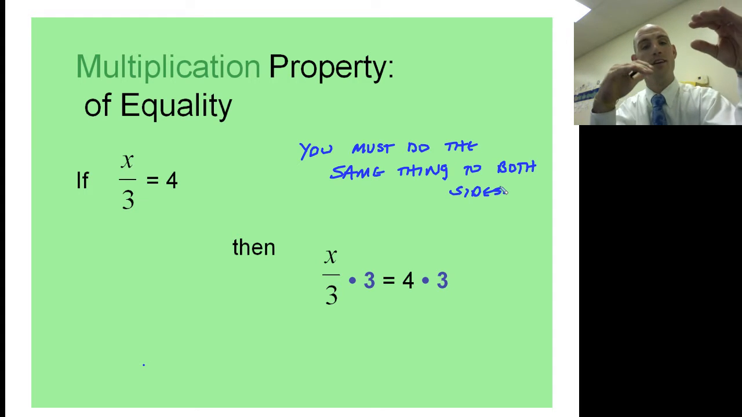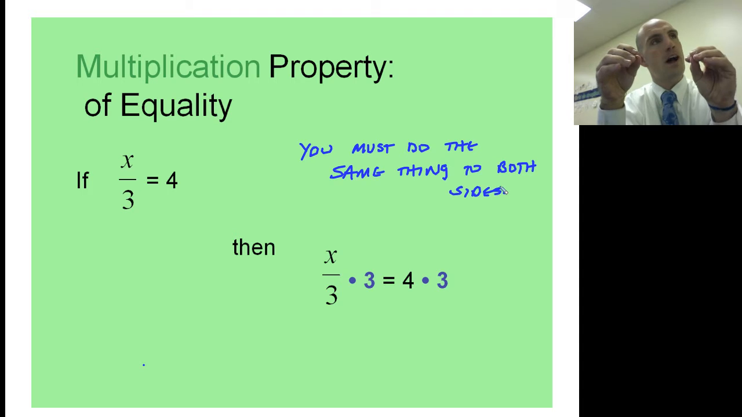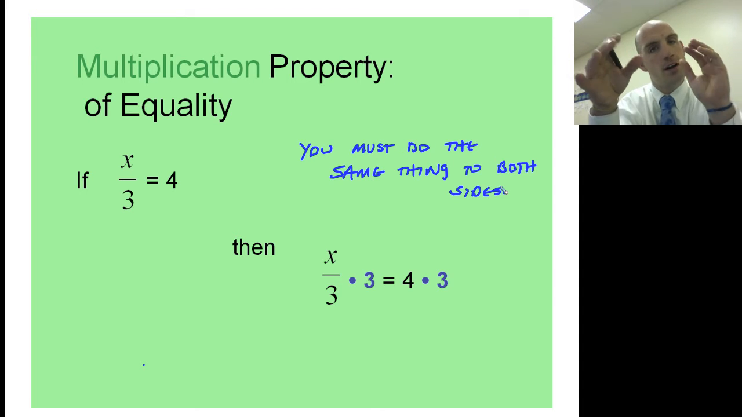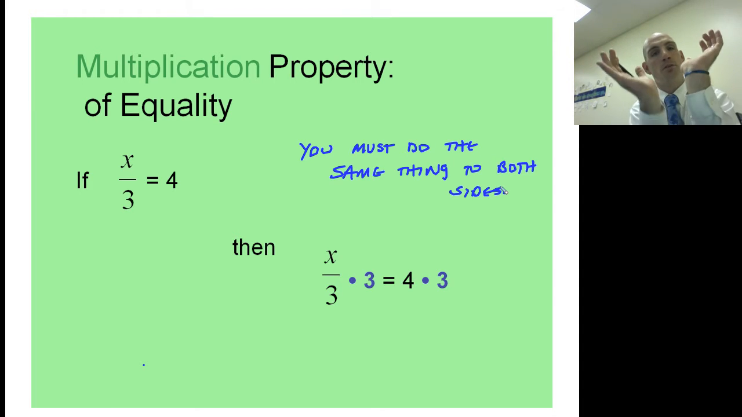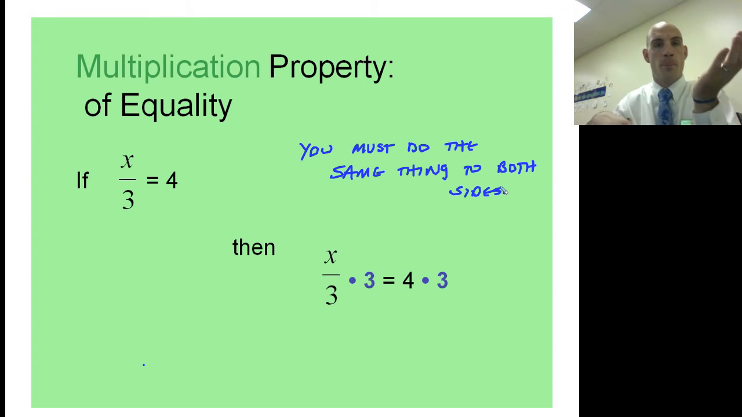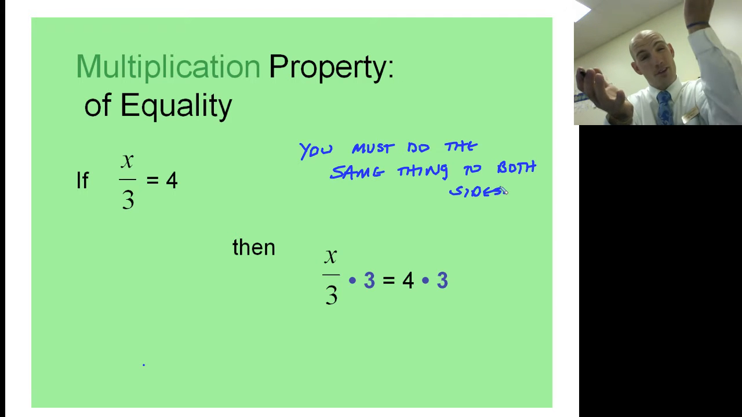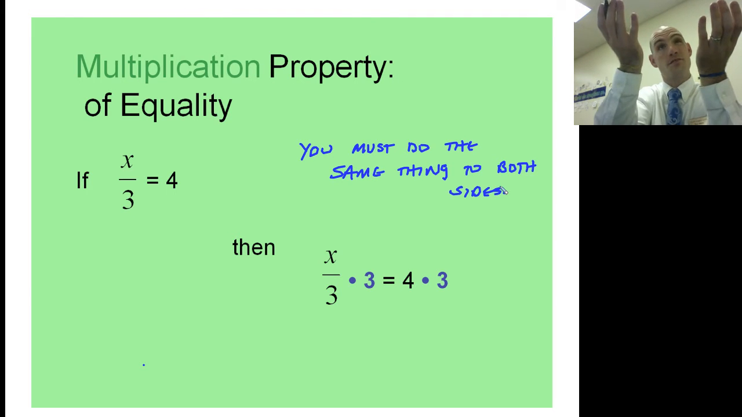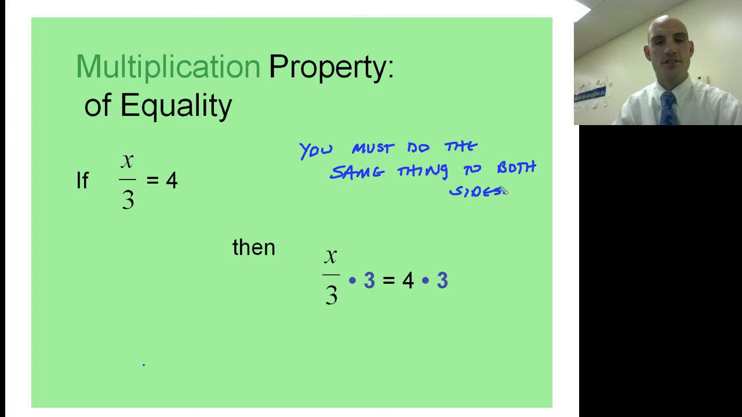So x over 3 is equal to 4. Well, I'm going to undo that division by 3 by multiplying by 3, but I also have to multiply the other side by 3. If you have 100 pounds of gold on this side and 100 pounds of feathers on this side, and you multiply by 3 to get 300 pounds of gold, you need 300 pounds of feathers to even it out. And so this is the multiplication property of equality. I can multiply by the same thing on both sides in order to keep the scale balanced.